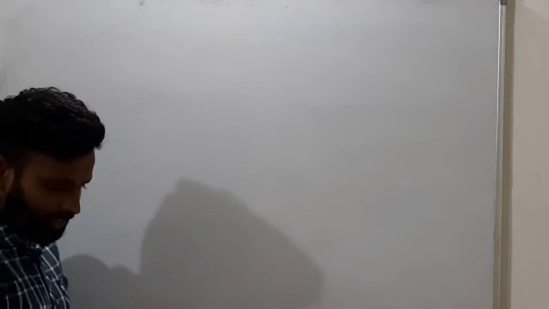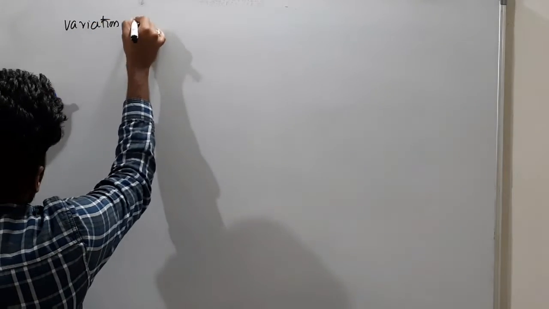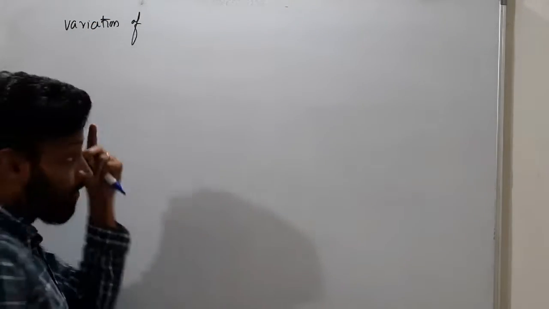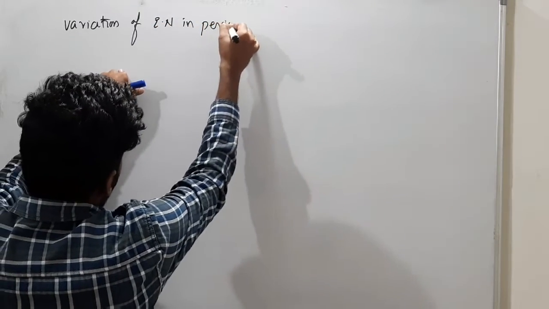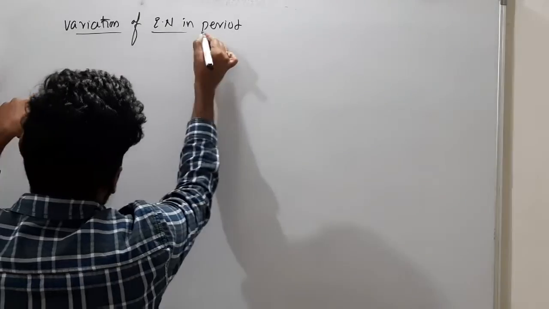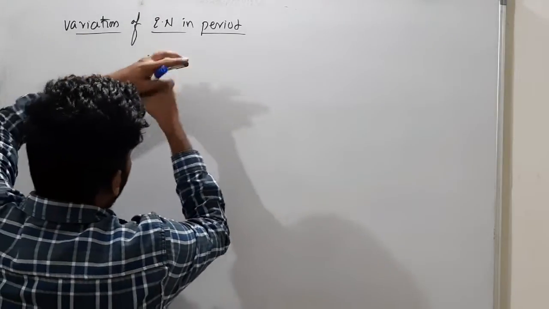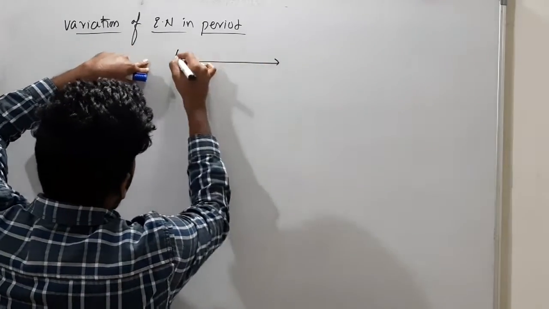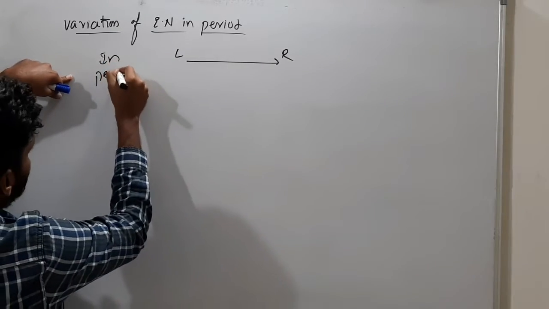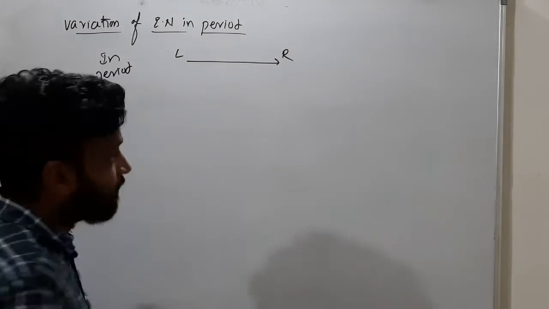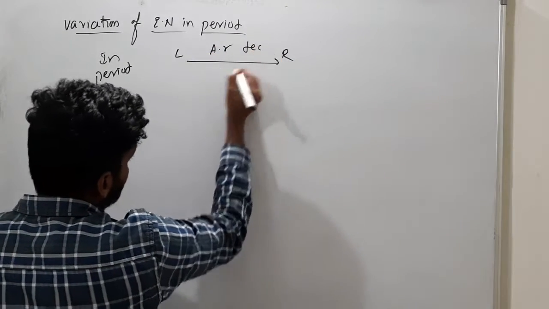Okay, so next, what is the variation of electronegativity in a period? Very simple, I have nothing much to say and there are no exceptional cases, very easy. So left to right, what happens, you know that already. In the previous part we discussed the group, now the period. From left to right, atomic radius decreases.